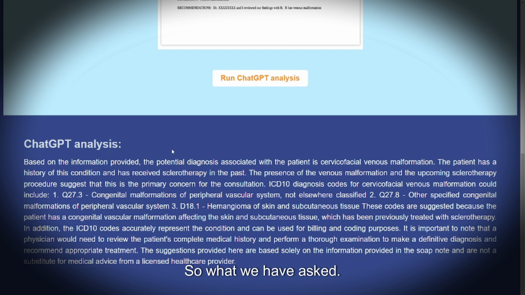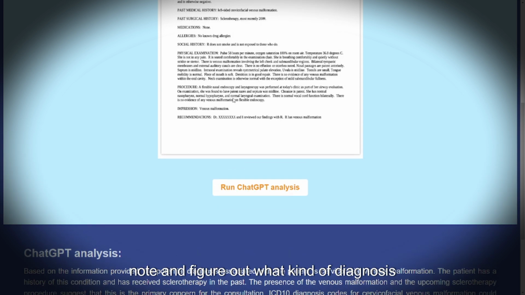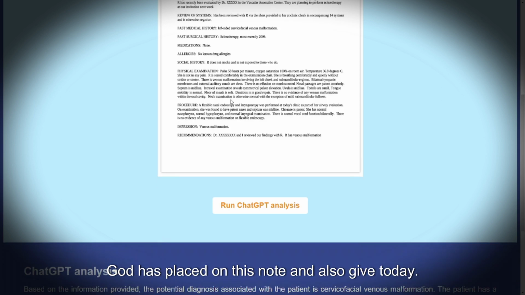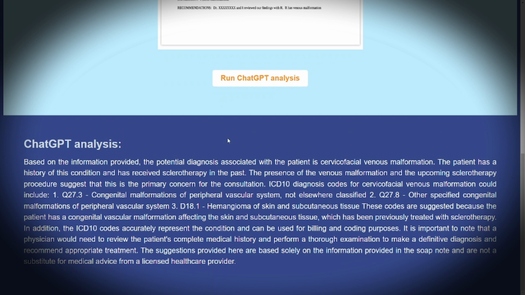So what we have asked ChatGPT through the prompt, which we'll see, is to analyze this SOAP note and figure out what kind of diagnoses are possible, potential diagnoses based on this note, and also give the ICD codes and provide an explanation why you think these are the potential diagnoses from the note. And this is the response from ChatGPT.